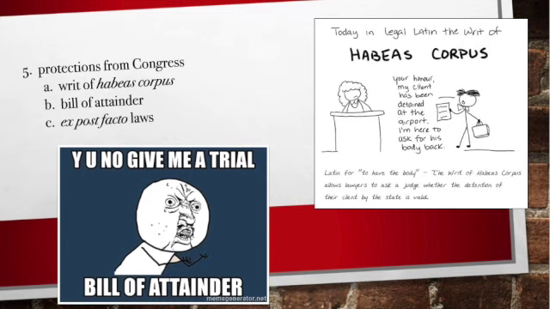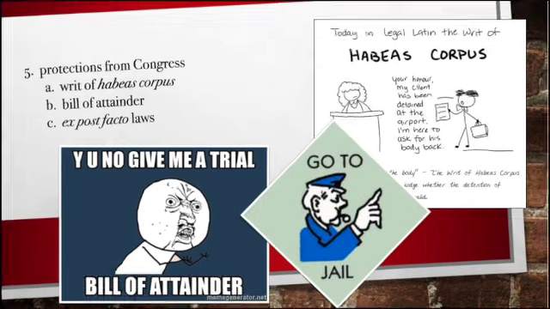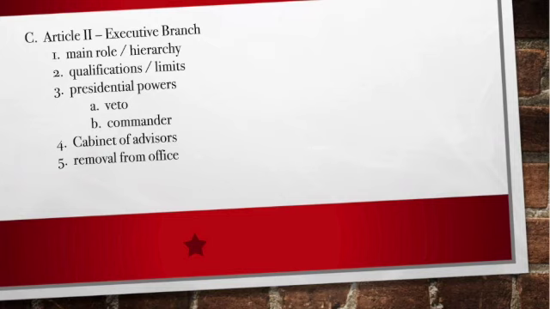Let's move on to Article 2 in the executive branch. Article 1 is all about the legislative branch. Okay. Article 1 in the legislative branch, they make the laws. Article 2 is about the executive branch. What do they do? They enforce the laws. Their job is to enforce the laws.